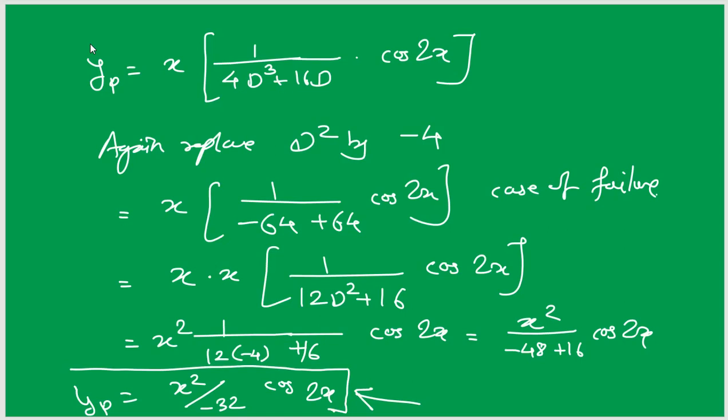Alright, so this is how we can use these shortcut methods to find the particular integral. You can always use the general method, but what happens in the general method is that sometimes the integration becomes very lengthy, so there we can use these shortcut methods.